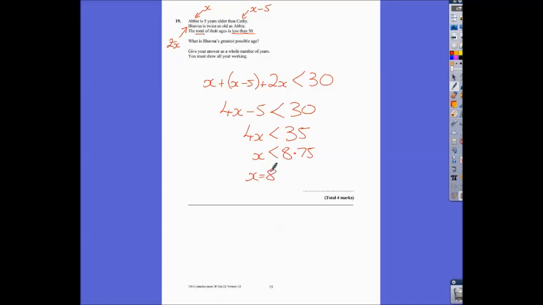And Bavner is twice as old as Abby. And Abby was the x, so we need to do 2 times 8, which is 16. So Bavner must be 16.